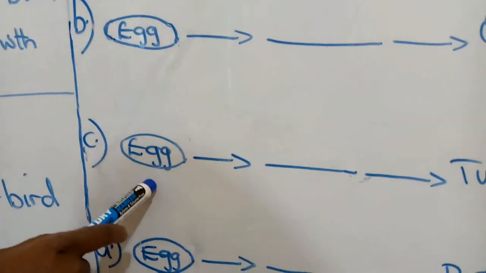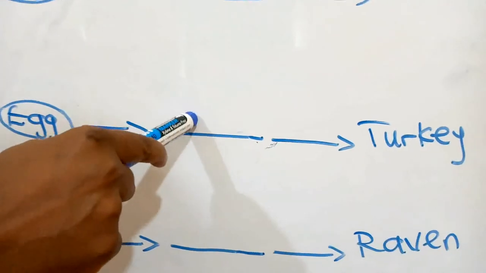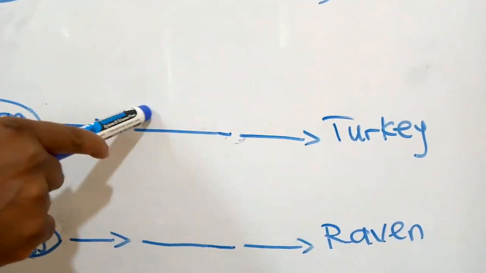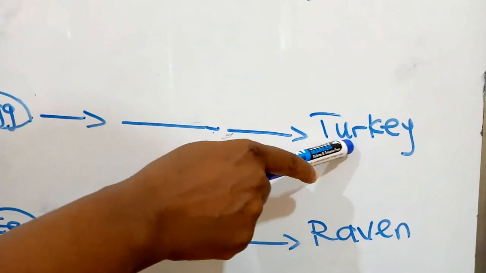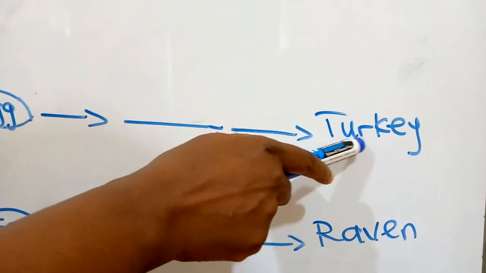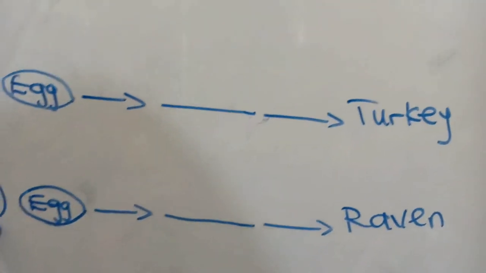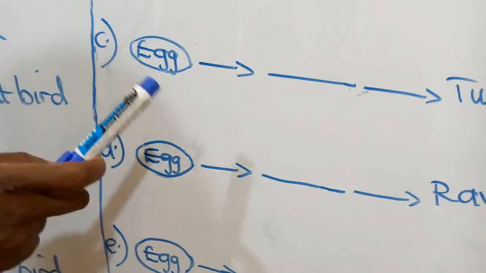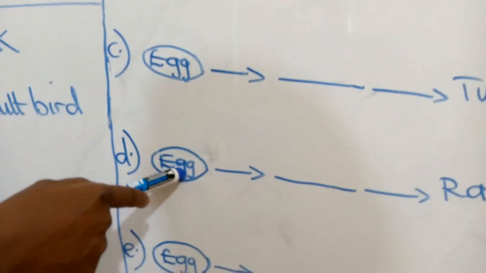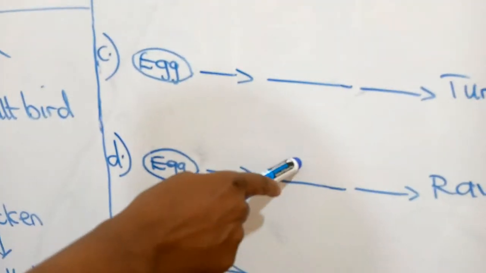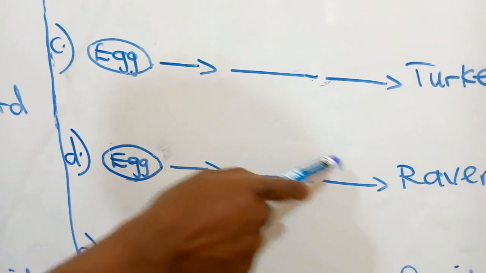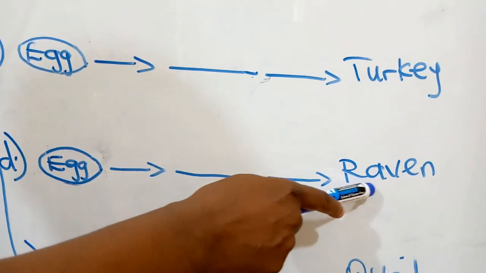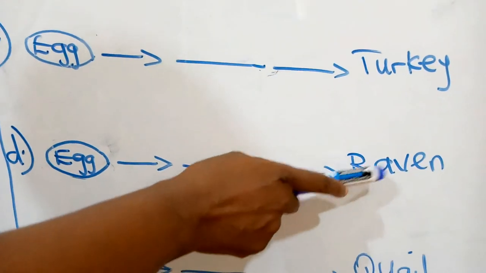Then C. This is the egg. The egg will hatch into what? Write it here. The young what? Write the name here. Then your adult bird is the turkey. Then D. This is the egg. The egg will hatch into what? Write it here. A young what? Write the name here. That is the adult bird. The name of the bird is Raven.